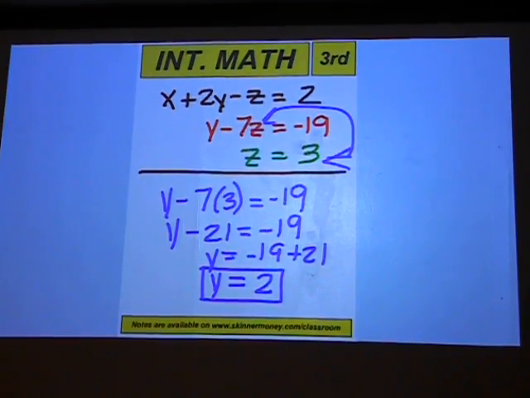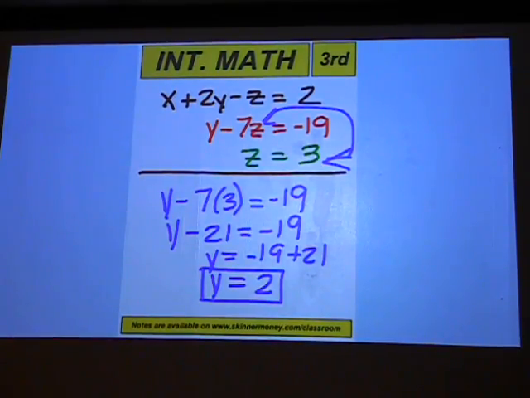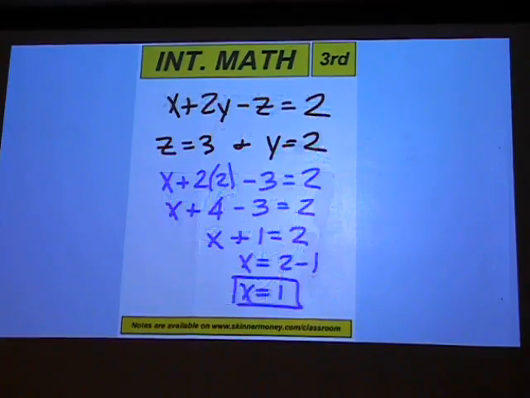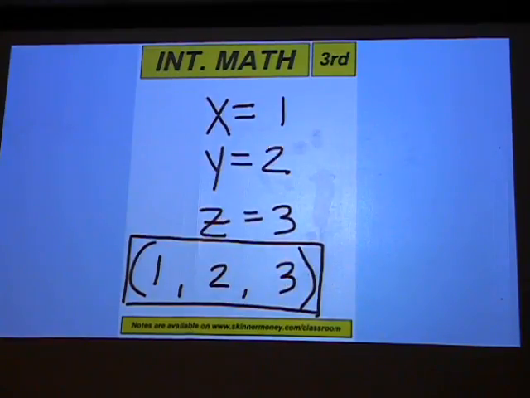So now you have z equals 3, y equals 2. Plug those two numbers into the top equation, the black one, and you'll solve for x. When you do that, x equals 1. And your final answer will be written like this: 1, 2, and 3.